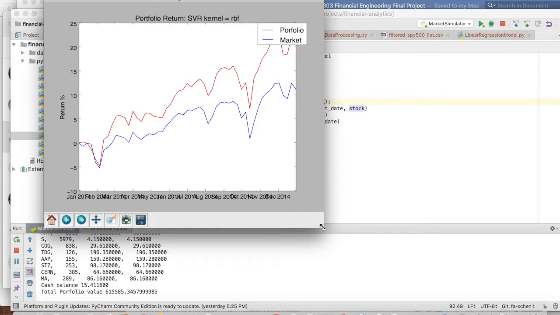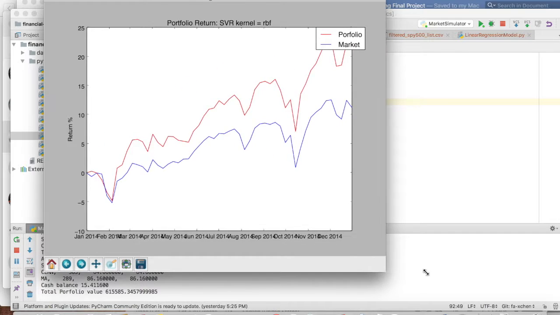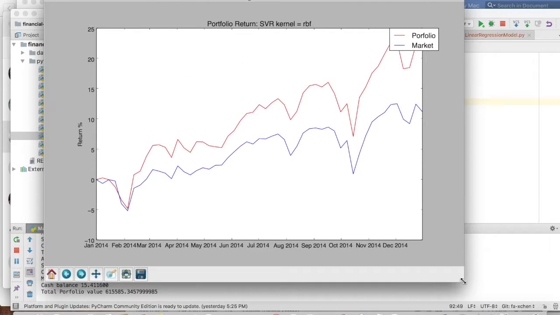Okay, sorry about the wait, and it has finally completed. I think you saw this plot in the previous slide, but basically the only difference is this is from January 2014 to January 2015, and this is the portfolio return using the SVR RBF kernel.